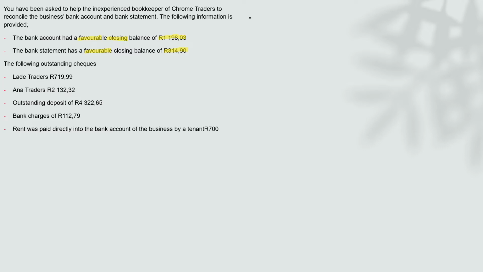Then the following checks were outstanding. A check that was sent to Late Traders. Then a check that was sent to Anna Traders. Then we've got an outstanding deposit of 4,322 rands and 65 cents. Then rent was paid directly into the bank account of the business by a tenant. This again in the question says by a debtor. A debtor does not pay rent, a tenant pays rent.